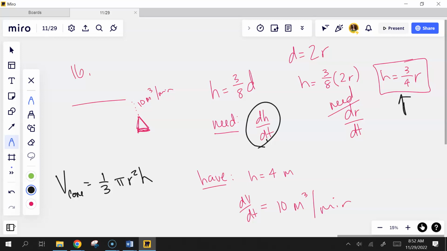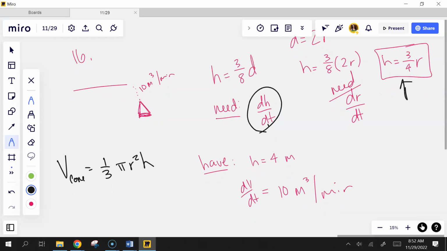Okay, so think back to optimization. Remember whenever we said, what do we have? What do we need? How do we get it in just one variable? We're thinking the same way here. Okay, how do I get it just in that variable? So since first I'm looking at dH/dt, I'm going to write this just in terms of H. Well, I know that H is 3/4 R.